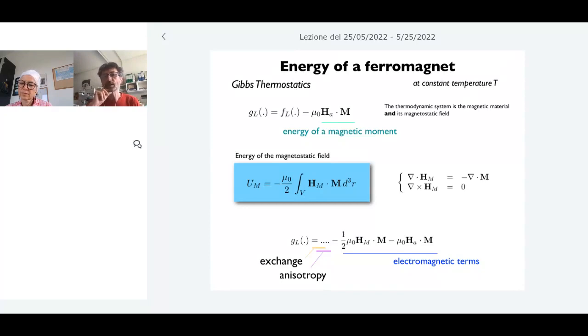So they depend on the choice that you want to make on the controlled variables. And we mentioned the Gibbs potential as the one where we have constant temperature and constant, let's say, intensive variable, that in our case is the magnetic field. We also mentioned one thing, that in thermodynamics with magnetic material we have to make one choice. So we have to choose if we want to describe as a system the magnetic material itself or the magnetic material and its magnetostatic field.